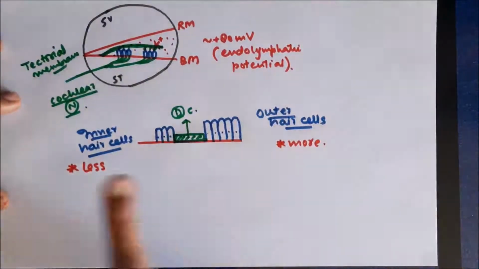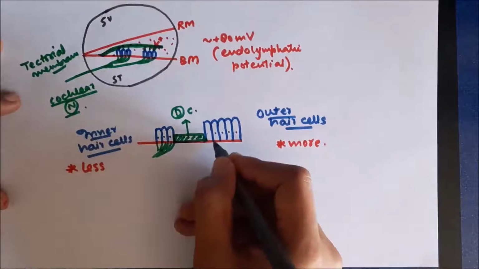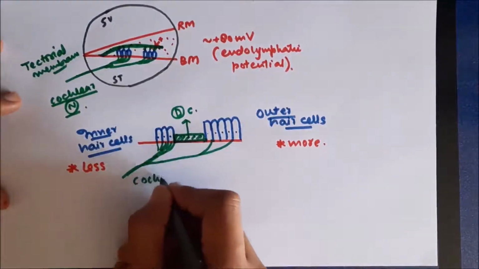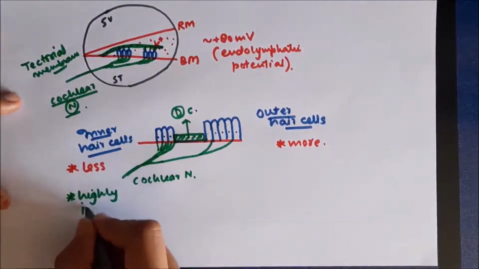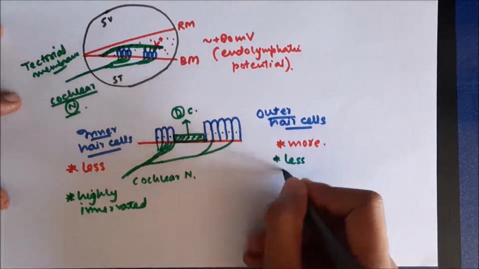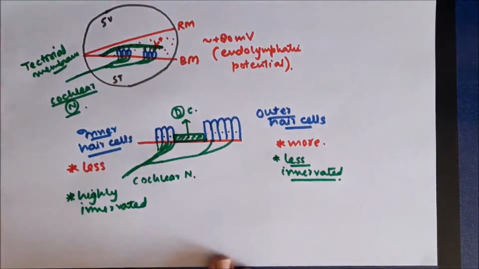Now these hair cells are innervated by nerve fibers. Inner hair cells are less in number, however their innervation is very high as compared to outer hair cells. So inner hair cells are less in number, but they contribute more towards the process of hearing as they are highly innervated by nerve fibers. Outer hair cells are less innervated in comparison to inner hair cells. Okay, so these are the hair cells.